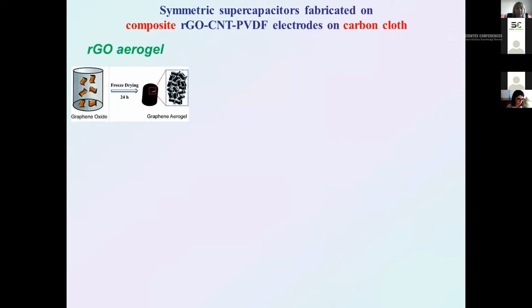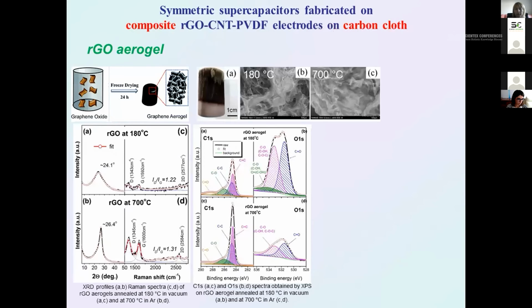So, we start to prepare another supercapacitors based on composites. For composite, we use reduced graphene oxide gel. For that, we prepare graphene oxide by freeze drying. It was porous structure, very light. We check it by also anneal at 2 different temperature. We check it by XRD, by Raman, and the XPS analysis.